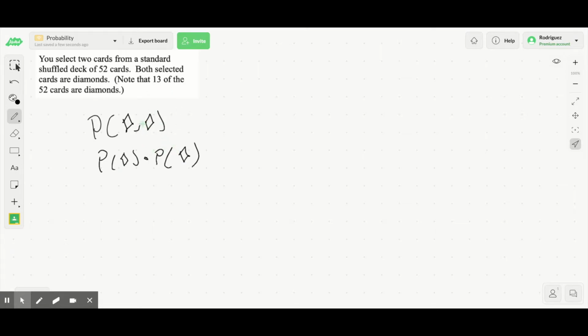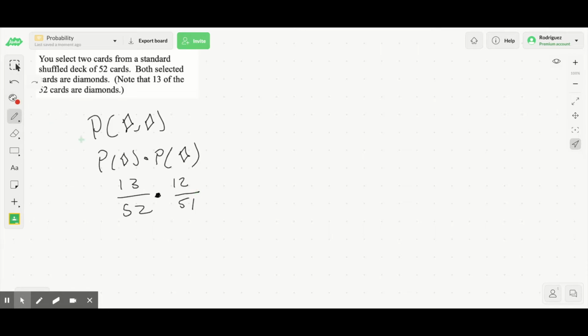Well, before I select the first card, the probability of that card being a diamond is going to be 13 over 52. 13 total diamond cards divided by 52 total cards in the deck. But now that I've already taken out a diamond, potentially, then I only have 12 diamonds left in the deck, and the deck only has 51 cards left in it. So there's a lot happening here. I don't like multiplying numbers this big, so let's see what we can do.